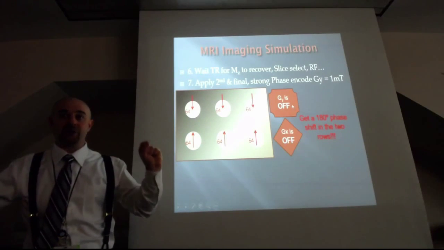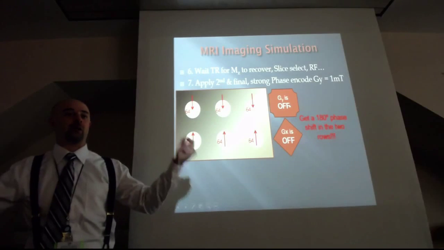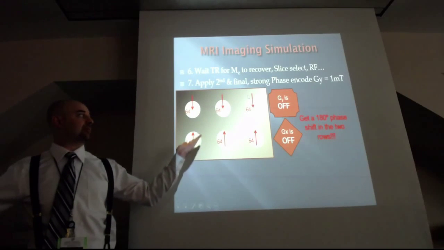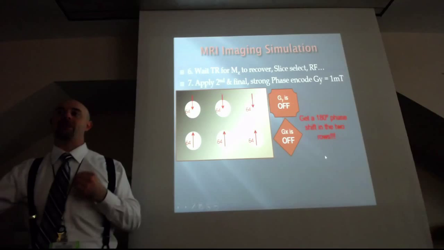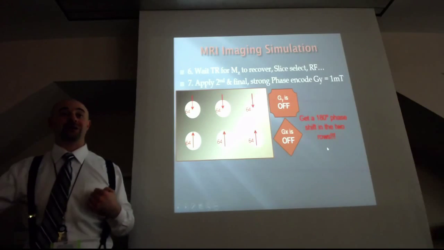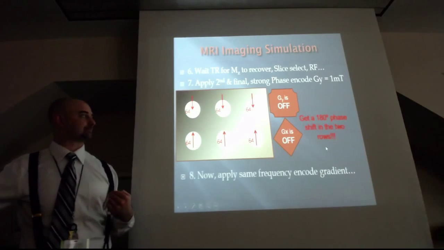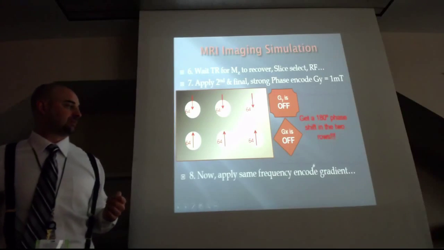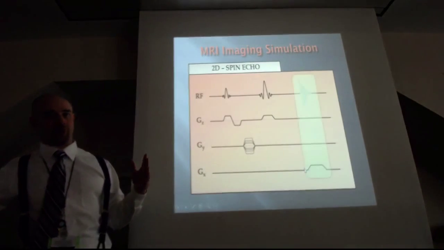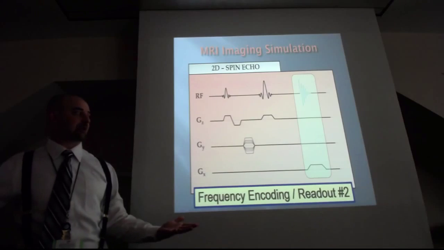We set GY to be strong enough and on long enough that from this row to this row, these spins are now 180 degrees out of phase. Makes sense? Okay, now, a little more boring, we're going to apply the same frequency encoding gradient that we applied the last time.